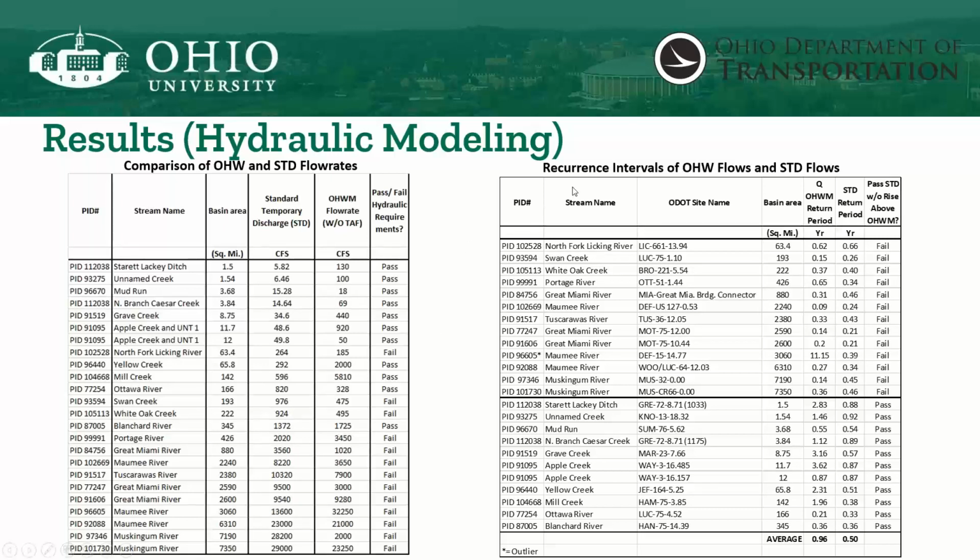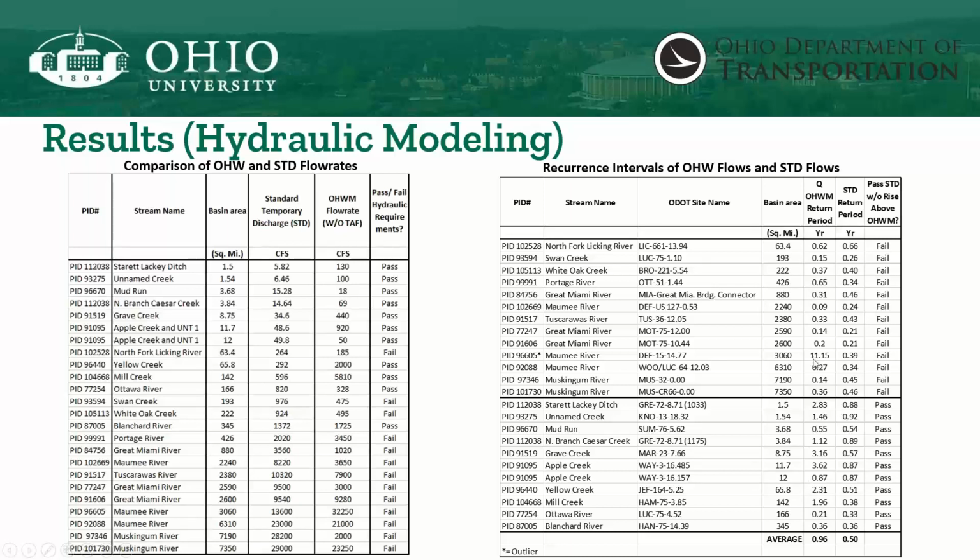And what we also did is, since at each site you can get the 2-year, 5-year, 10-year, 100-year, all these recurrence intervals, right? So knowing these two flow rates, the standard temporary discharge and ordinary flow rates, we can actually back calculate what the corresponding recurrence intervals are for these sites.